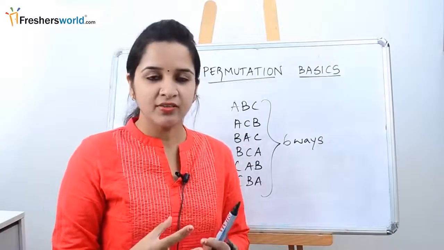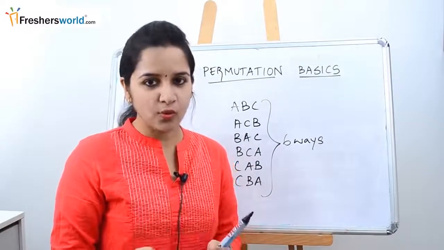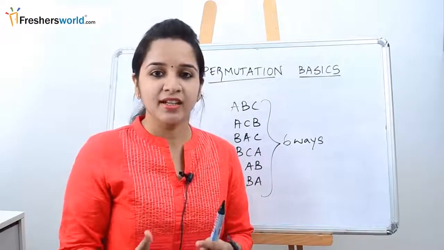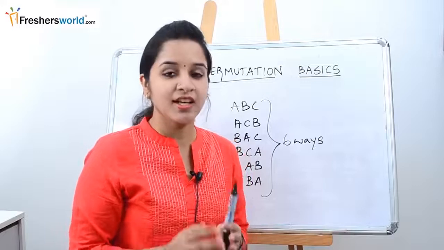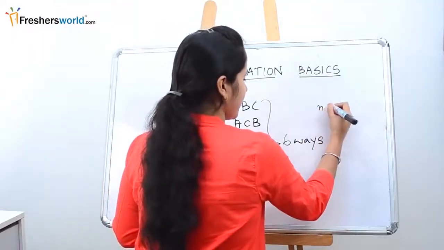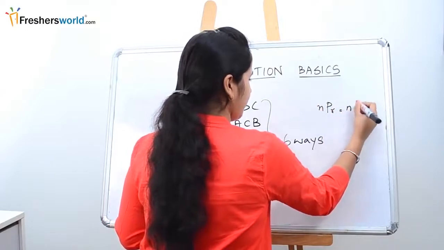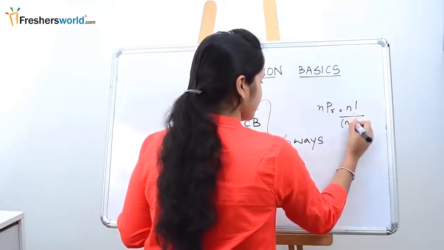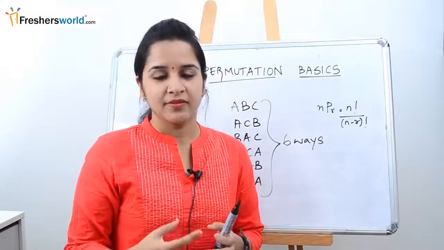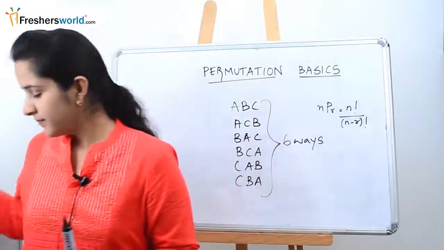If it's a 3-letter word, a 2-letter word, or even a 4-letter word, it is very easy to arrange it in this way. But if it's a 10-letter word, it will be very difficult, right? That's why we have the formula for permutation, which is nPr = n factorial divided by (n minus r) factorial. Let's understand it better with a couple of examples.